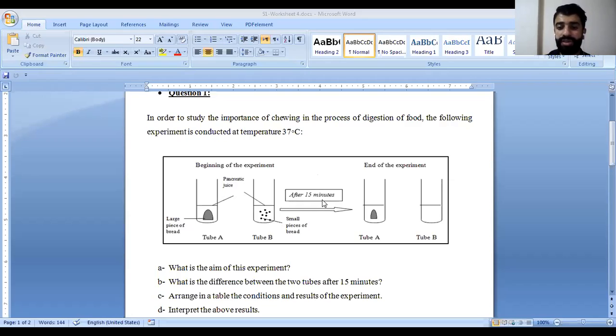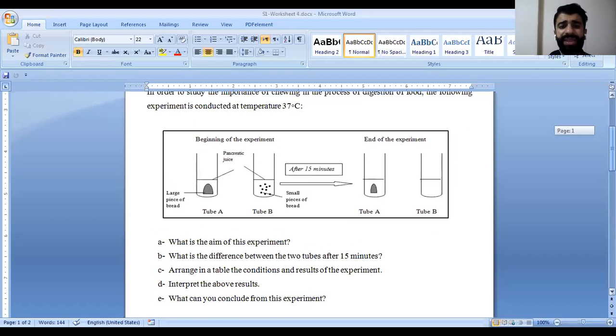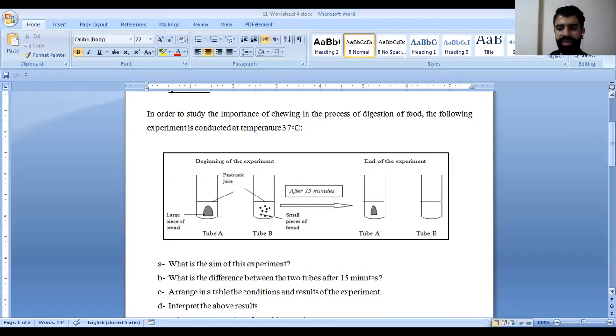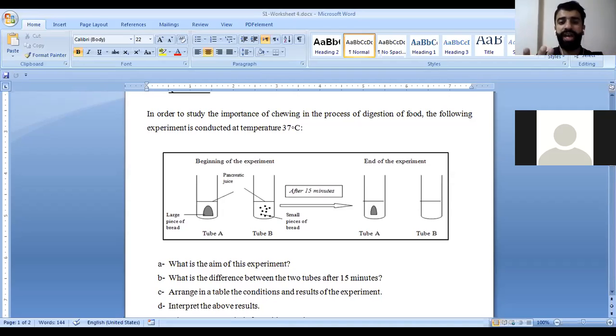After 15 minutes, in tube A, the large piece becomes smaller, while in tube B, the small pieces disappear. What is the aim of this experiment? By raising your hands. Let's have Leia. Yes, Leia. What is the aim? What is the goal? What is the objective of this experiment? Why do we do this experiment?